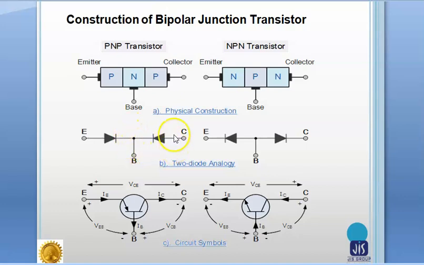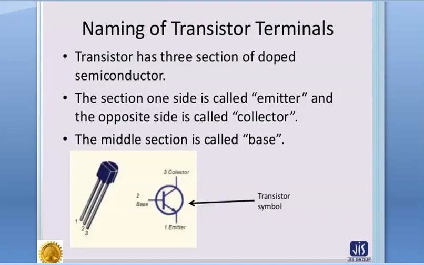This is the diode analogy of PNP transistor and NPN transistor. Here the n side of both diodes is joined together and a common terminal is taken out from here, which is known as base terminal. Now, as I told, transistor is a three terminal device, therefore it has three sections of doped semiconductor.